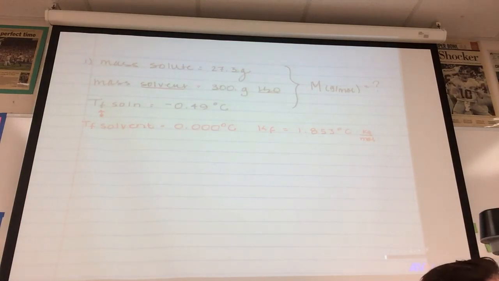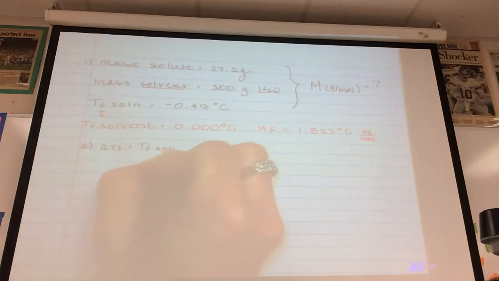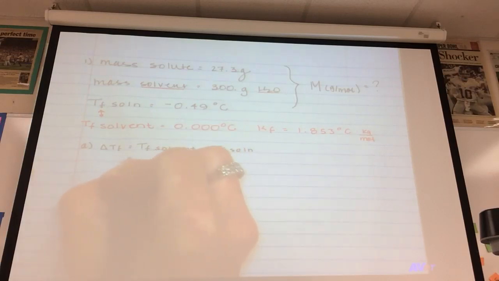And now we're ready to rock. We're just going to go step by step, very slowly. I'm going to label the steps. You don't have to. It may be helpful to you. In A, I first want to calculate delta TF. And again, this is the freezing point of the solvent minus the freezing point of the solution. You've got to get a positive delta TF. If you're not sure what to subtract, try the combinations.